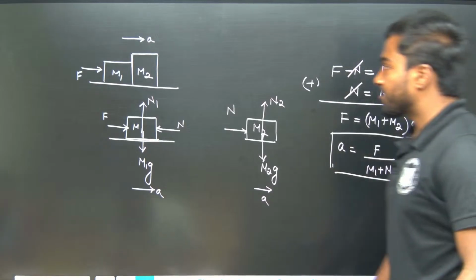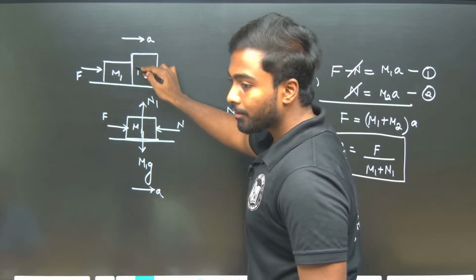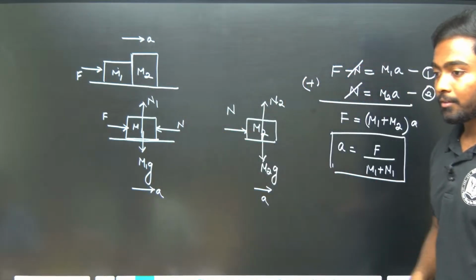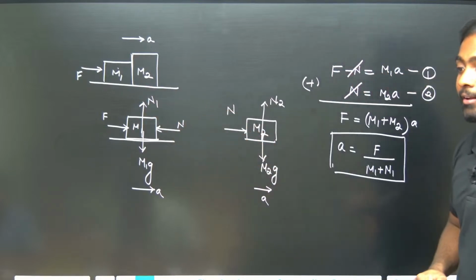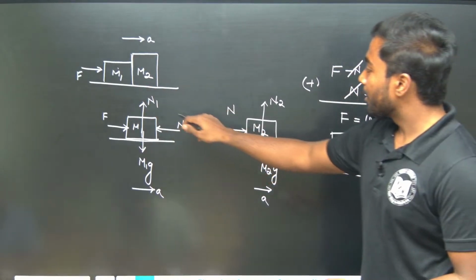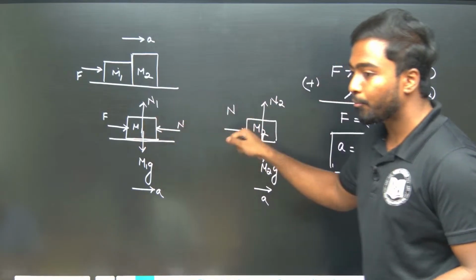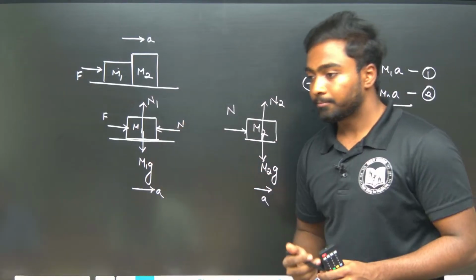The blocks should go together, so an equal and opposite force should be there. That is the internal force, we will say. Either we can say it's a normal force between these blocks, or we can say it's an internal force. Internal force in the sense that whatever force is acting by M2 should be equal to whatever force is acting by M1. Then only it will go together. If it is not equal, it will separate.